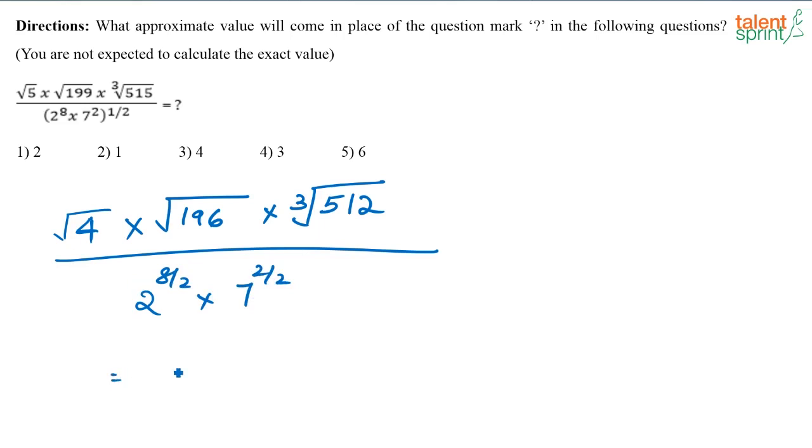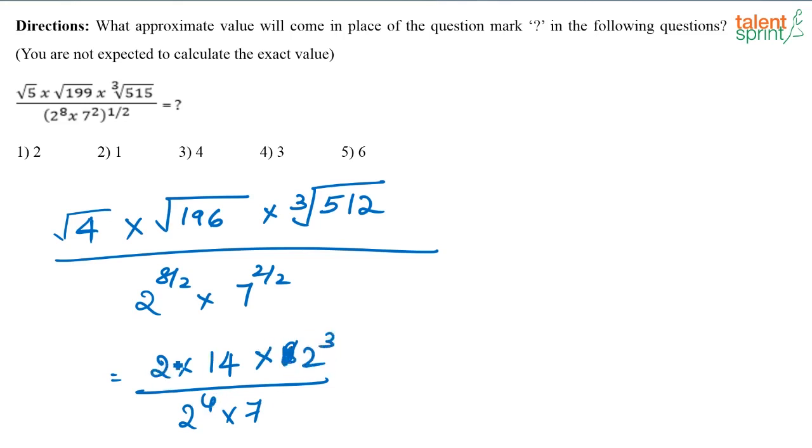so what is root of 4? Root of 4 is nothing but 2. Root of 196 is nothing but 14, and cube root of 512 is 8 divided by 2 to the power 4 into 7. So again 8 is nothing but 2 cube, right? 2 cube into 2 is nothing but 2 to the power 4, that will get cancelled. So I have 14 by 7, which is equal to 2.